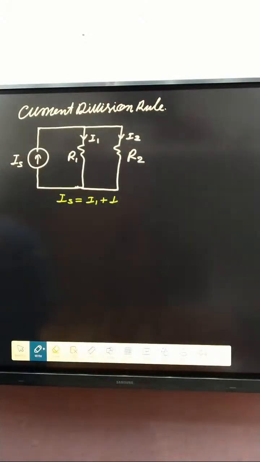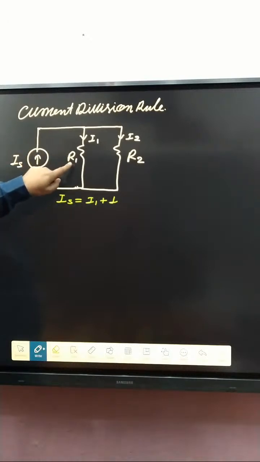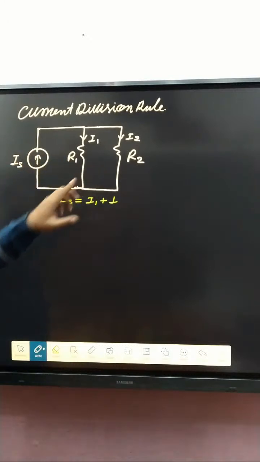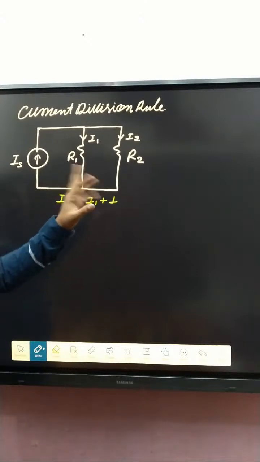I hope everyone has come. Here current source is given like that one. Here a parallel resistance R1 and that one is R2. Our motto is to determine I1 and I2.